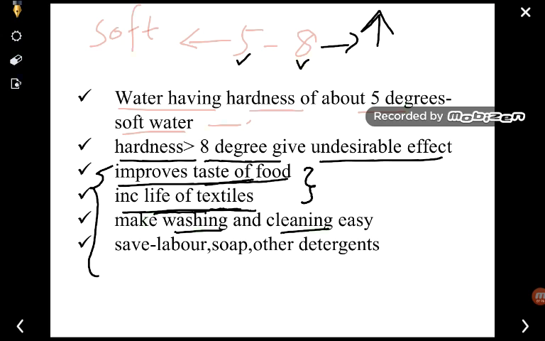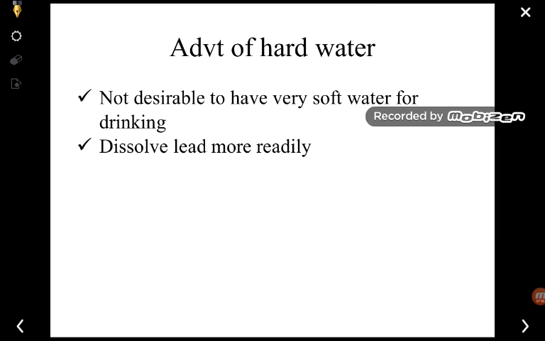So water having hardness between 5 and 8 is considered to be soft water. The hard water, however, poses the following two advantages over the soft water.